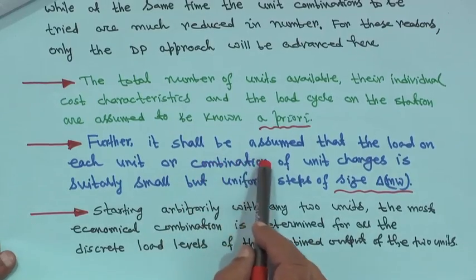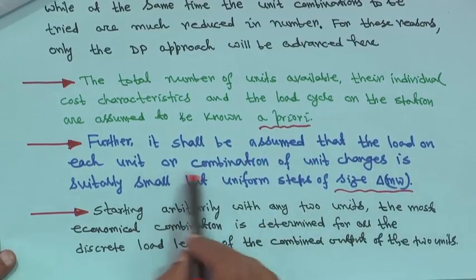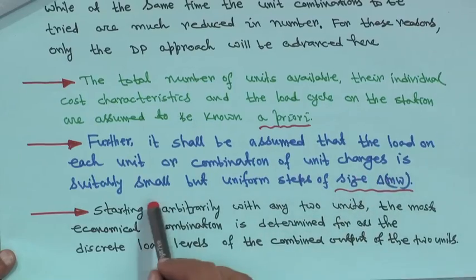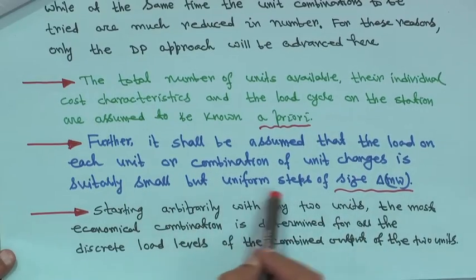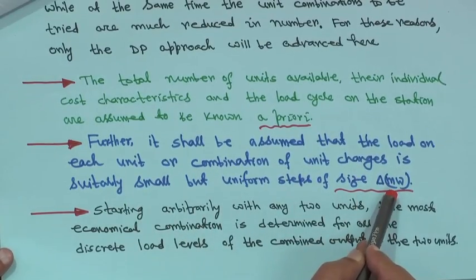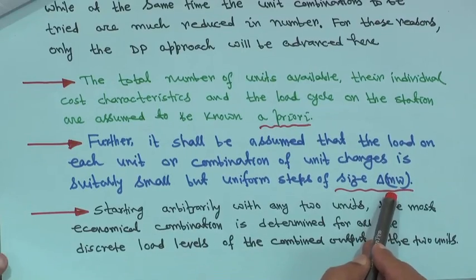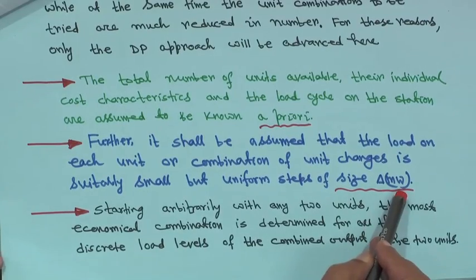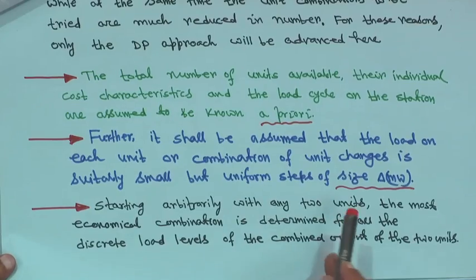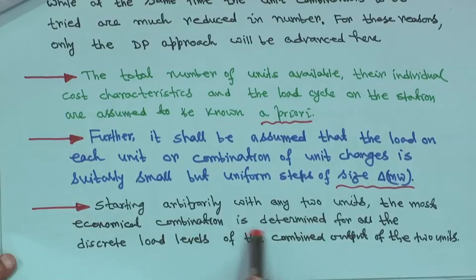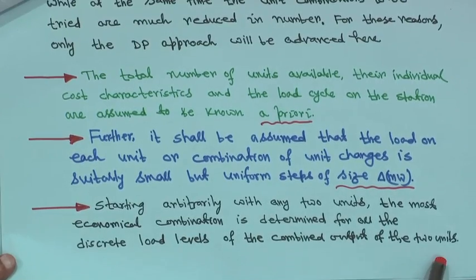So further it shall be assumed that the load on each unit or combination of units changes in suitably small but uniform steps of size delta megawatt. That means we will see that changes in power load will be taken as delta megawatt, a very small size, say a step of 1 megawatt. That is why I put delta megawatt instead of delta PG. So, starting arbitrarily with any 2 units, the most economical combination is determined for all the discrete load levels of the combined output of the 2 units, right.